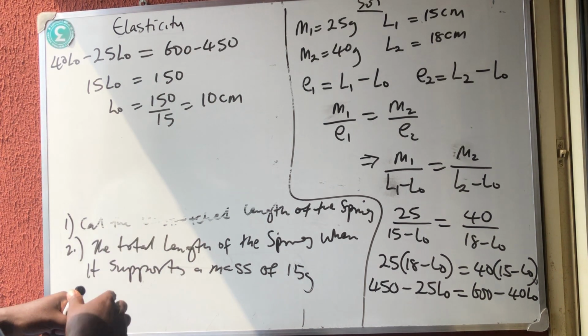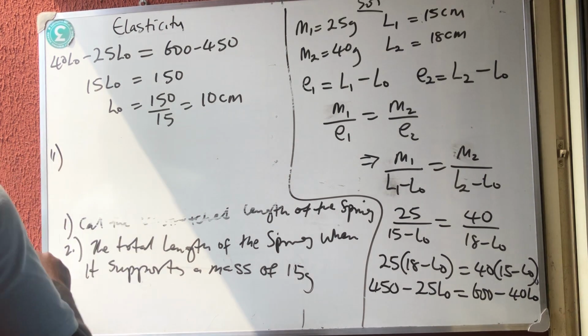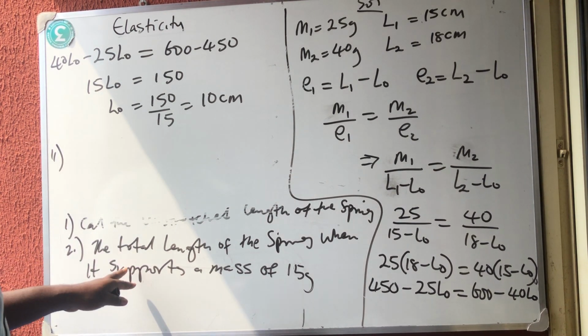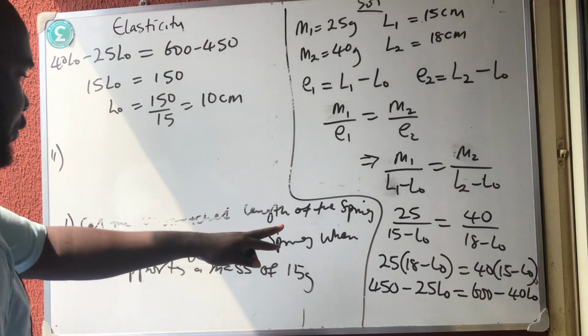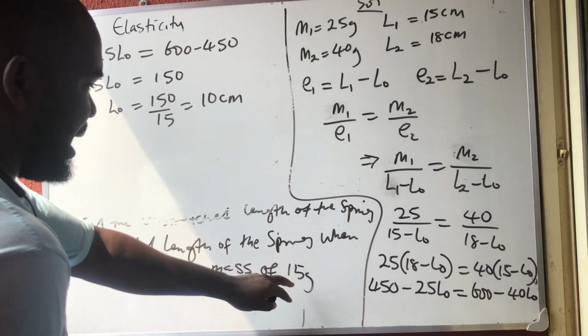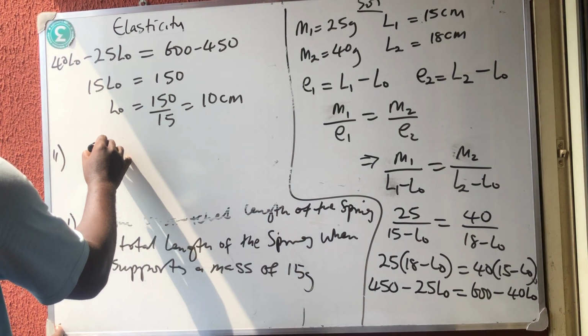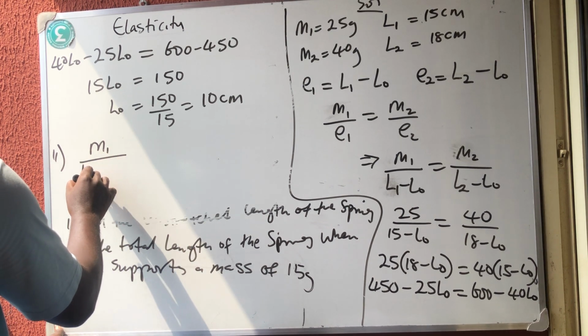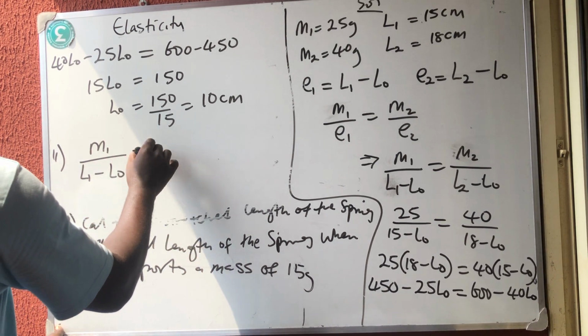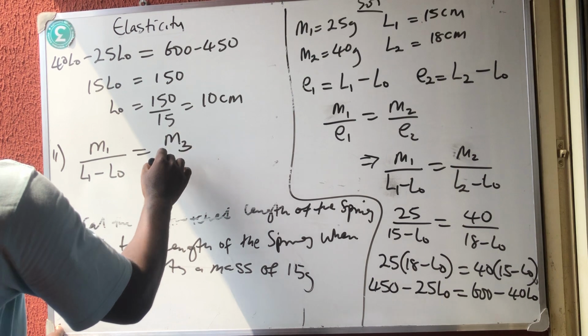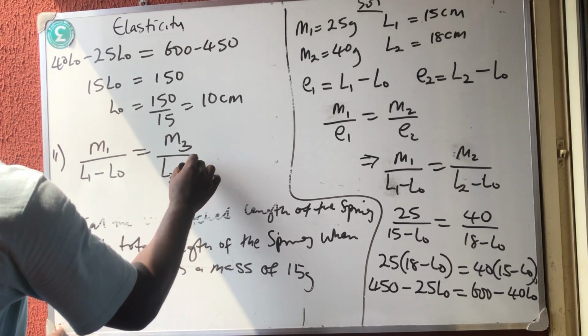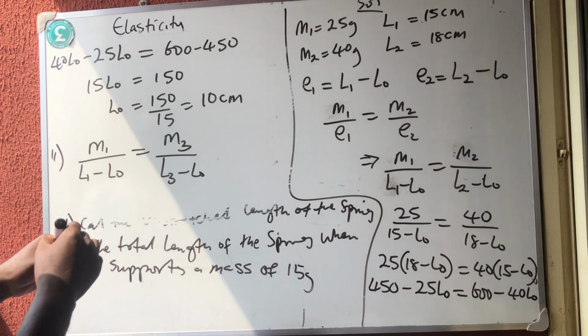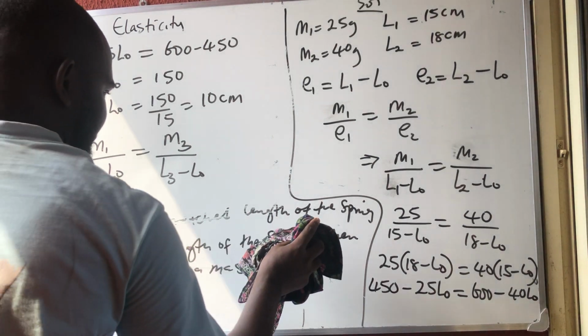So now the second question said we should calculate the total length of the string when it is hung by this mass. So I'm still going to use that M1 over L1 minus L0 is equal to M3, they gave us now, over L3 minus L0. Don't forget, okay?